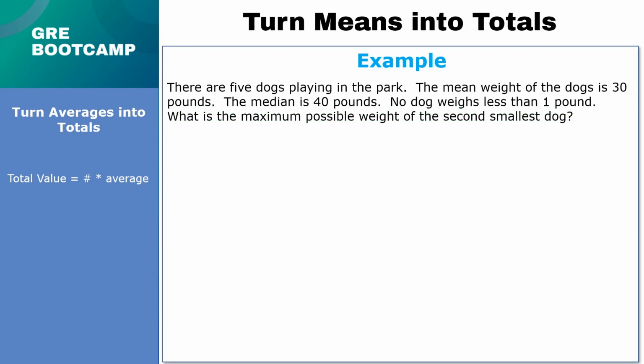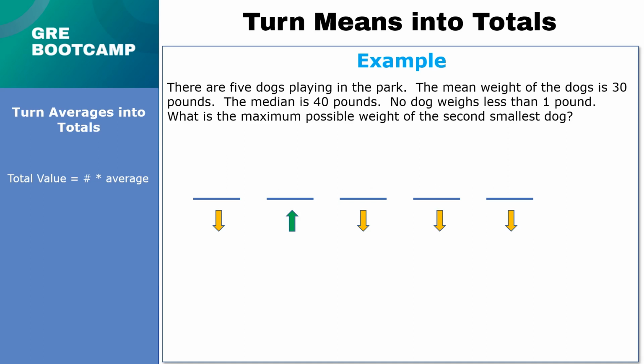Okay, so we're told that we have 5 dogs, and we're asked to maximize the weight of the second smallest dog. I told you this min-max stuff comes up all the time in averages. Now, we learned that if you're asked to maximize something, what you do is minimize everything else and then calculate the maximum. So we need the lowest possible weight for the other 4 dogs.